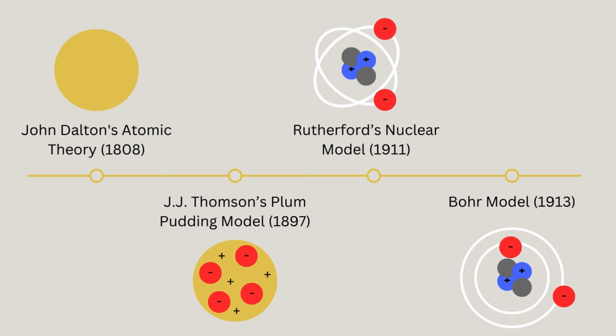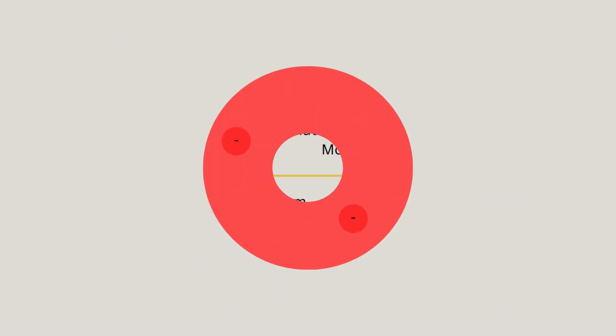Ernest Rutherford, through his gold foil experiment, discovered the nucleus, a small, dense, positively charged core at the center of the atom, surrounded by electrons. Niels Bohr introduced the idea of quantized energy levels, where electrons orbit the nucleus in fixed paths. This model is closer to what we understand today, but still not entirely accurate.